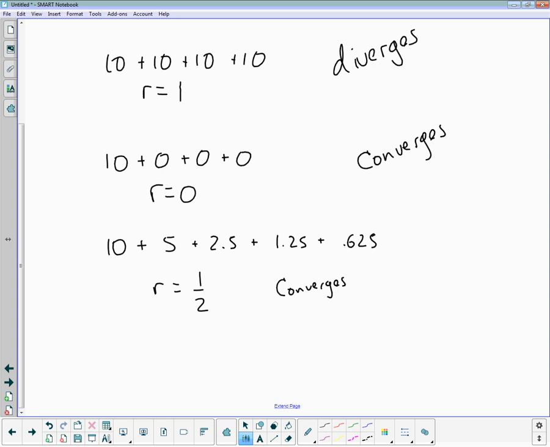We have to be able to say to ourselves that for a geometric sequence to converge, it has to be getting smaller and smaller and smaller. Okay, great.